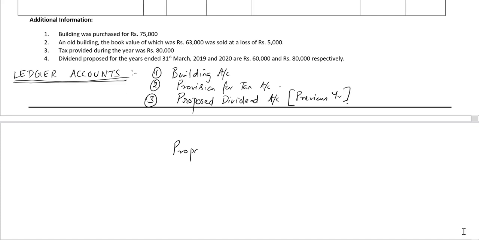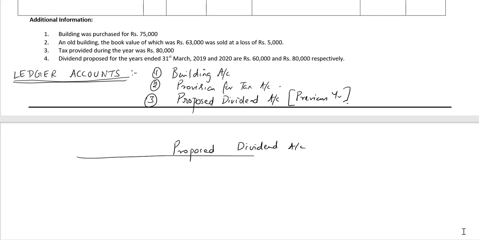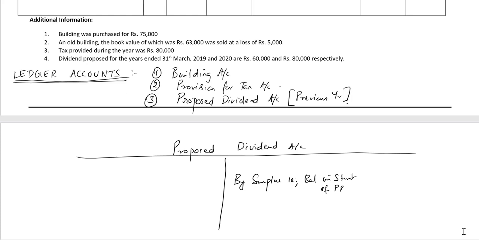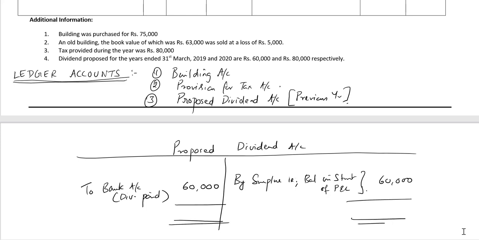The proposed dividend relating to the previous year. We need to provide for the proposed dividend as well as pay off the same by surplus, that is balance in statement of P&L. The previous year's proposed dividend 60,000 rupees and to bank account for the dividend paid 60,000 rupees. Both sides balances with 60,000 rupees. The ledger accounts are done.